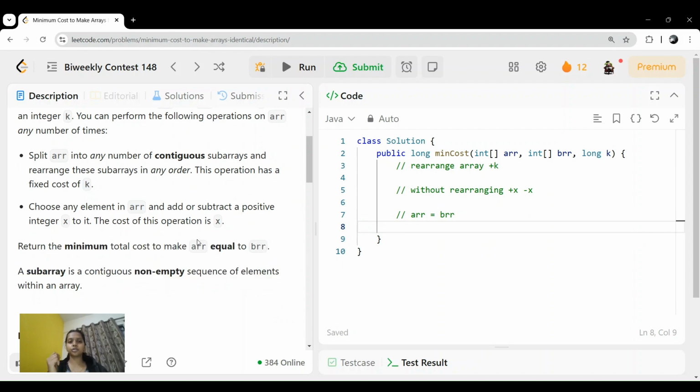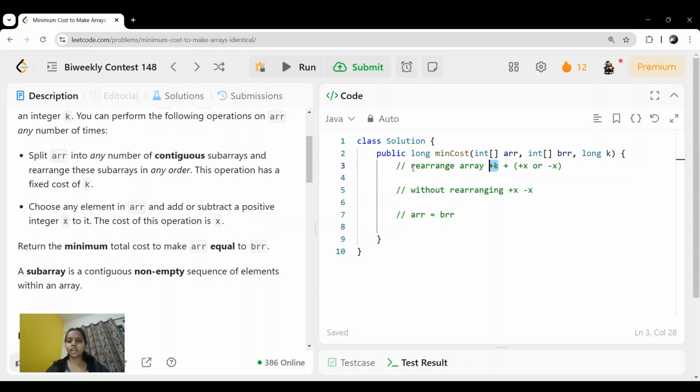So the question is we have to make ARR equal to BRR, and there are two things we can do. The first thing is we can rearrange the array, and this operation has fixed cost k. So rearranging the array costs plus k, and then we do plus x or minus x. That means plus k we have to pay for the operation of rearranging the elements.